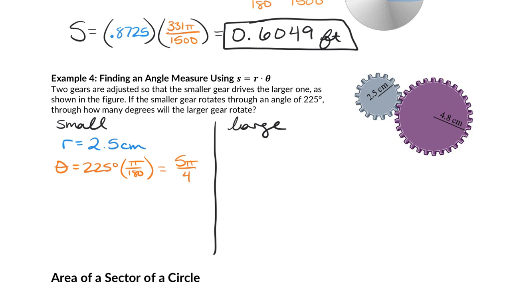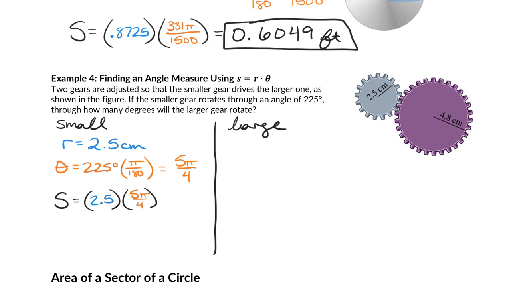So the arc length of the smaller gear is going to be 2.5 times 5 pi over 4. So I have my radius times theta. Cool, we've done all of this already.